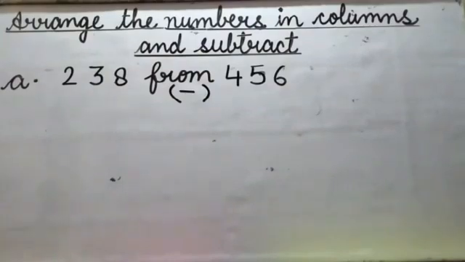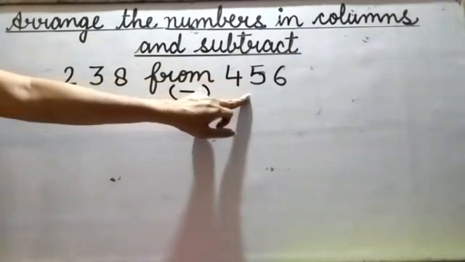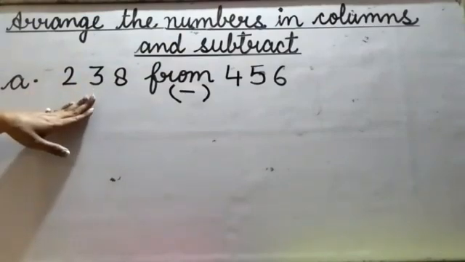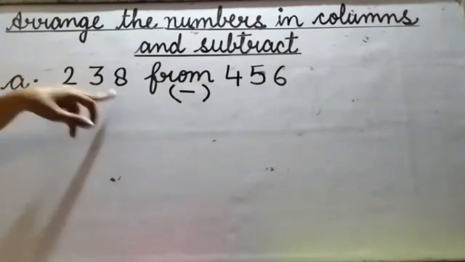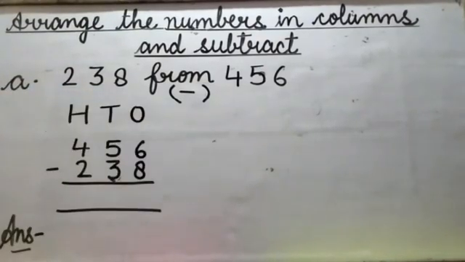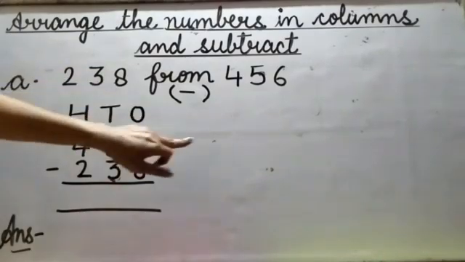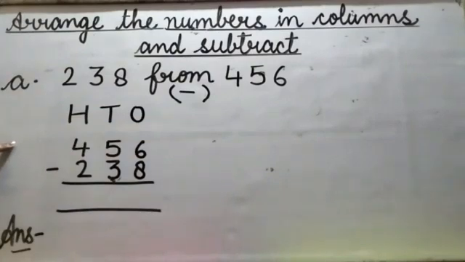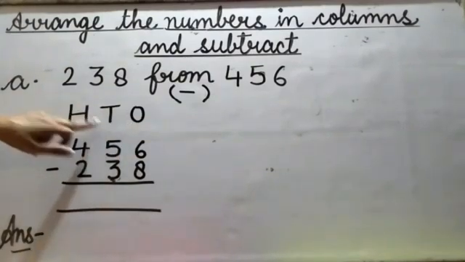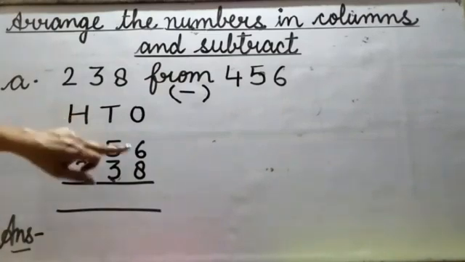In the sum, first we will write this number, then this number. And this is a number of 3 digits. So, we will write ones, tens, hundreds. We will always start the sum from the right side. So, first we solve the ones place, tens place, then hundreds place.